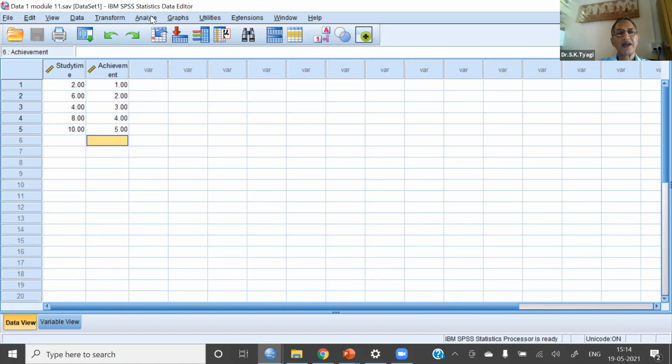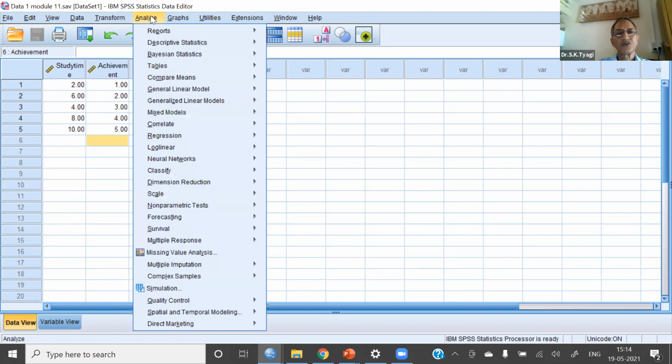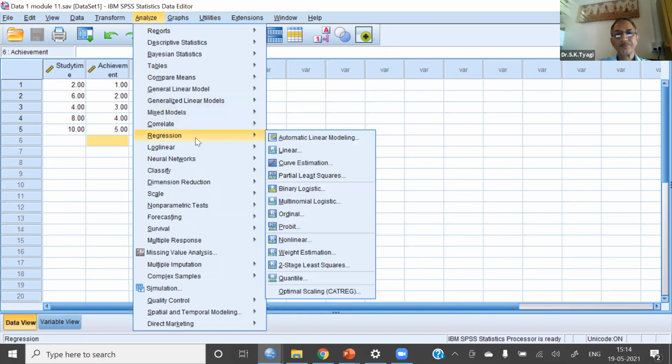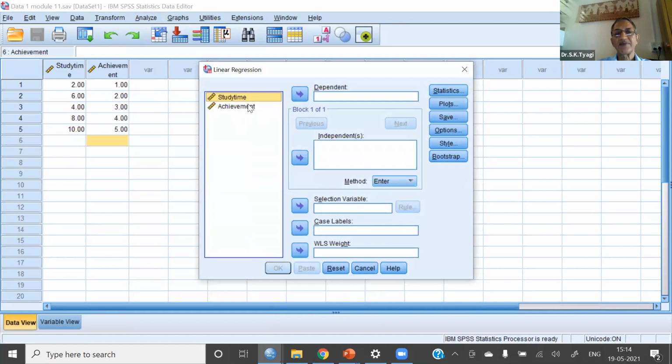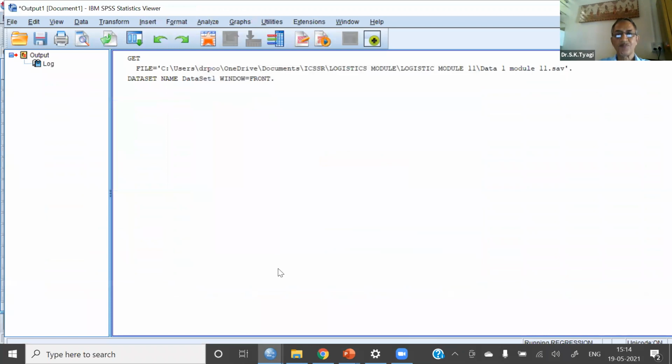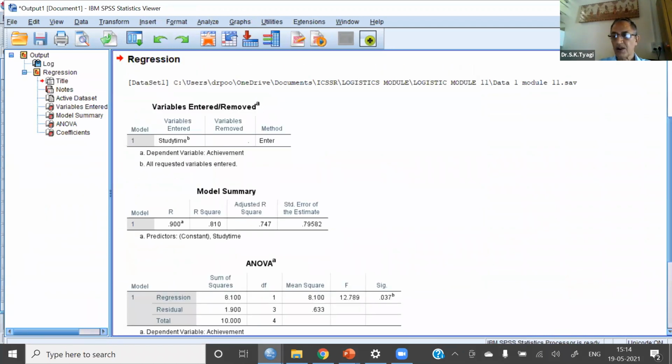And as I showed you yesterday, we conduct regression by using the option Analyze, then Regression, and Linear Regression. The dependent variable is achievement. We want to predict achievement with the help of study time. We are keeping it simple and not going into any other detail. We are just clicking OK. So this is the minimum output you will receive.